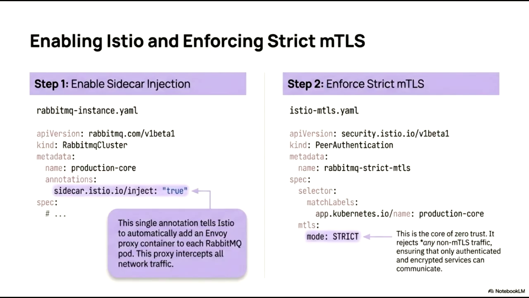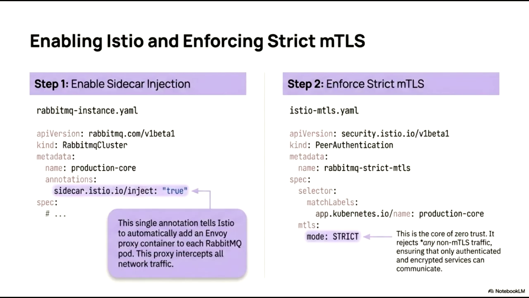We do this by defining a peer authentication resource, as seen in the Istio mtls.yaml file. The critical component here is setting the mTLS mode to strict. This is the core of a zero-trust architecture, as it mandates that the system reject any non-mTLS traffic. This ensures that only authenticated and encrypted services can communicate with our RabbitMQ cluster, effectively protecting the data in transit from unauthorized access.